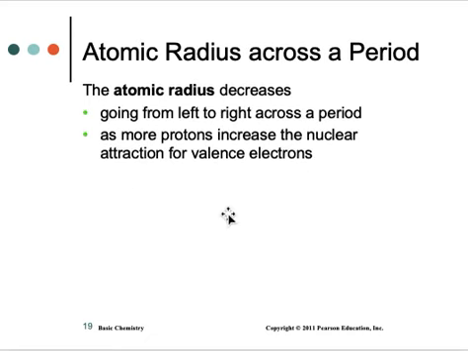It decreases as it goes from left to right, as more protons increase the nuclear attraction for the valence electrons. So the valence electrons are a certain distance from the nucleus, but as you go across, there's going to be more and more positives in the nucleus. But the valence electrons are the same distance. So that means they're going to have a higher tug, and as you go across the row, it gets smaller and smaller and smaller.